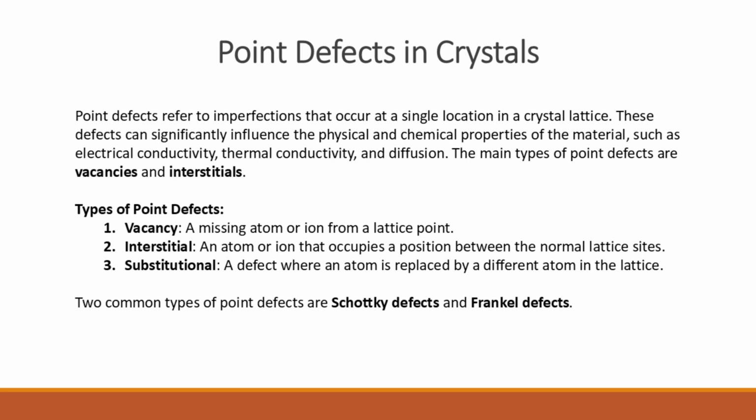Point defects occur at a single location in a crystal lattice and can dramatically change a material's properties. They affect everything from electrical and thermal conductivity to how materials diffuse and interact. We have 3 main types of point defects: vacancies, missing atoms; interstitials, atoms squeezed between regular lattice sites; and substitutional defects, where one atom is replaced by another.